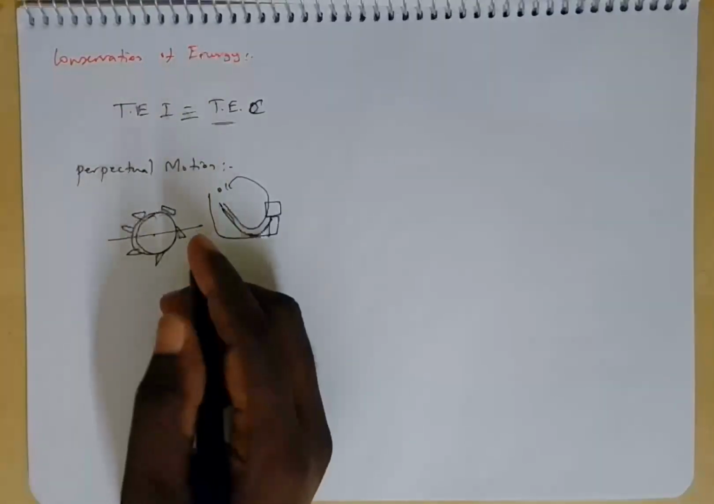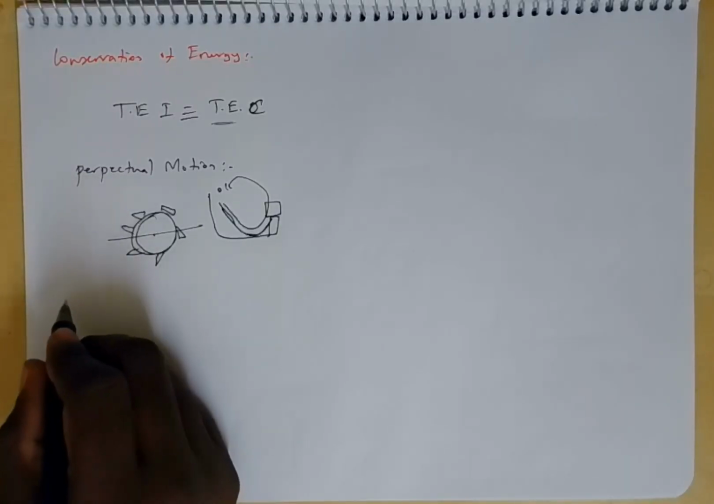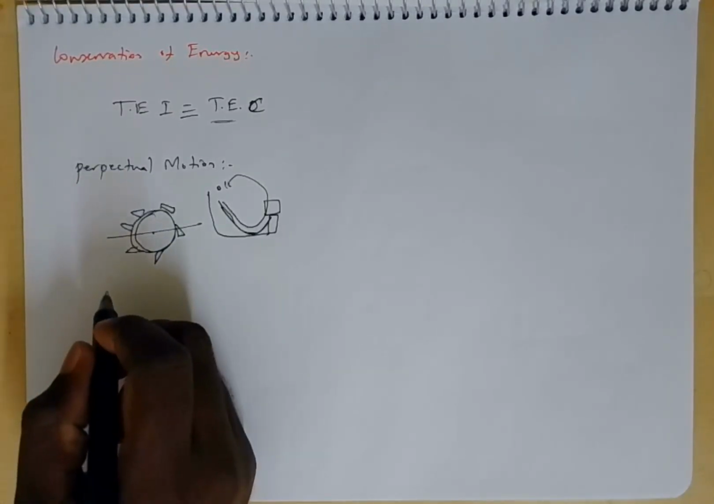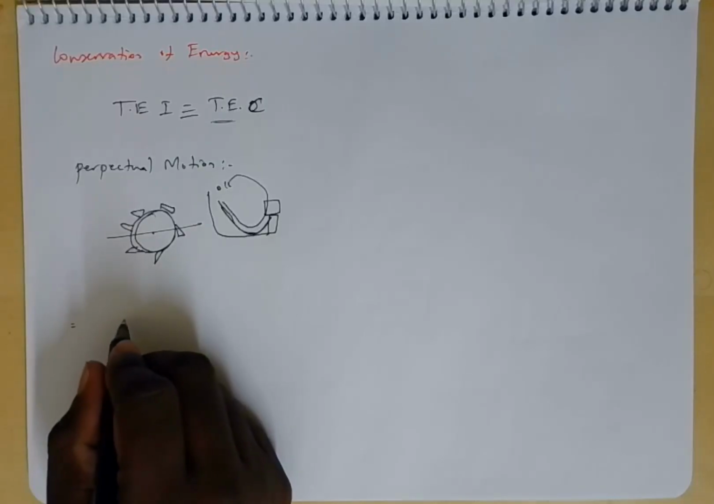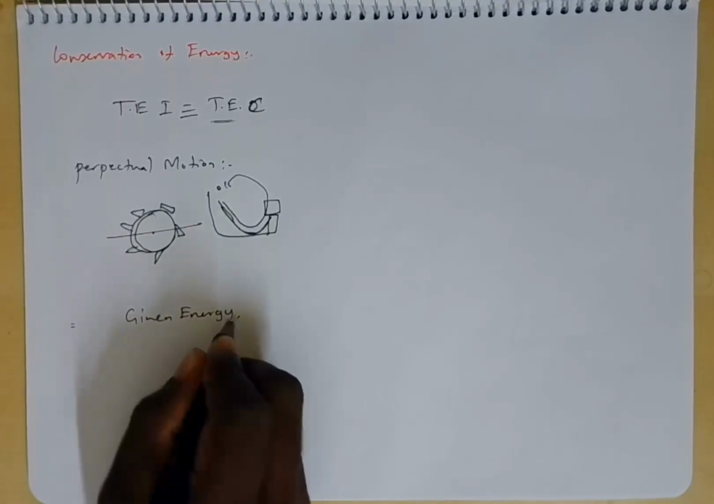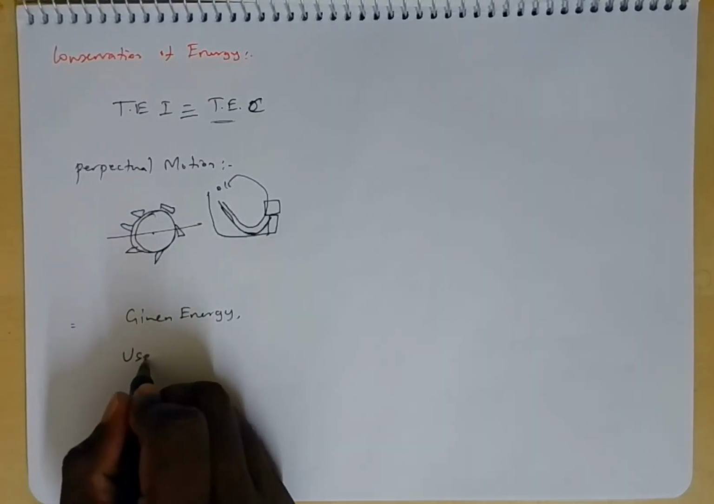So, in the conservation of energy, it is very important to understand how much energy we give, the given energy, and how much useful output we got. This word is very important: useful output.